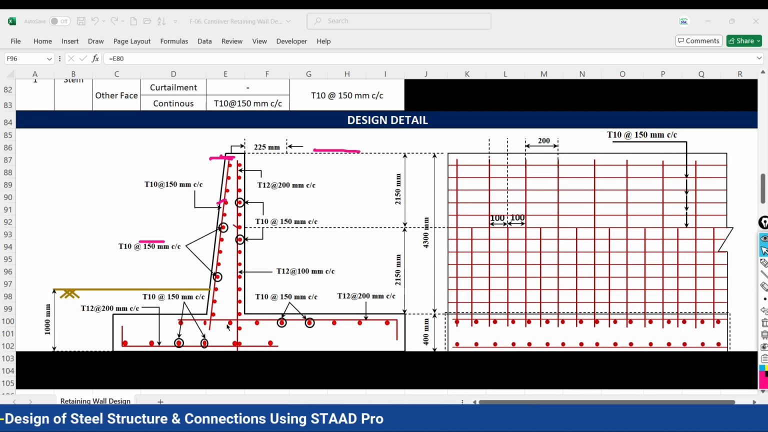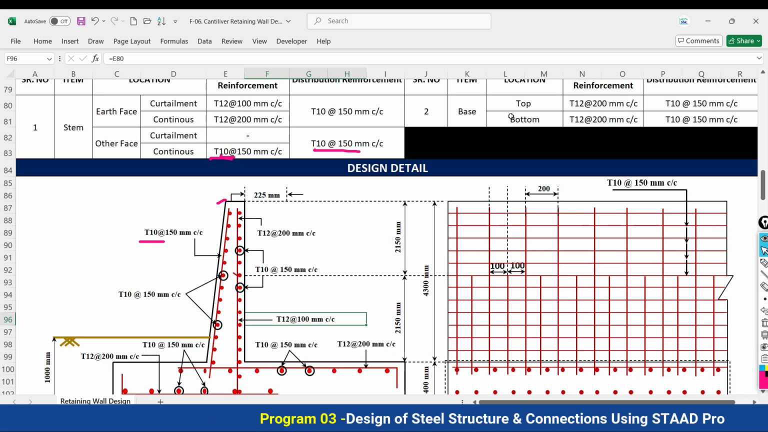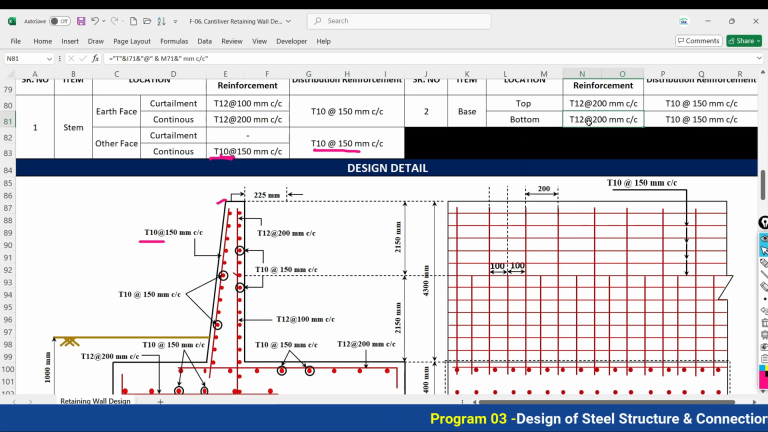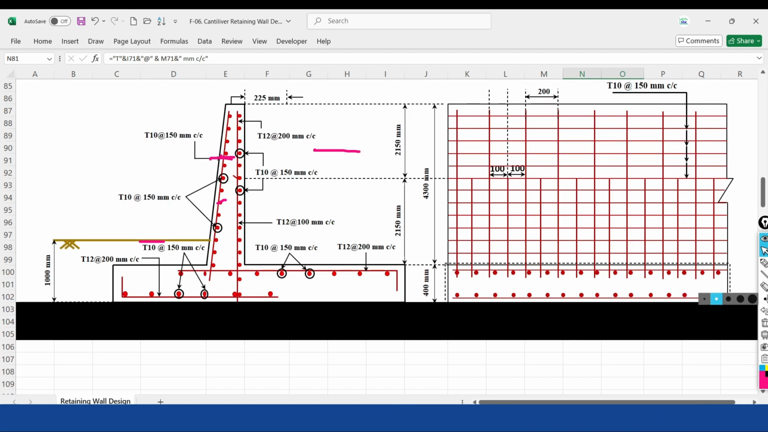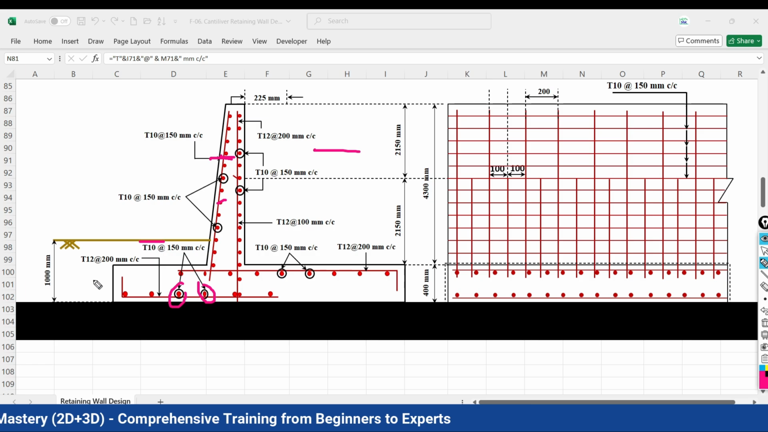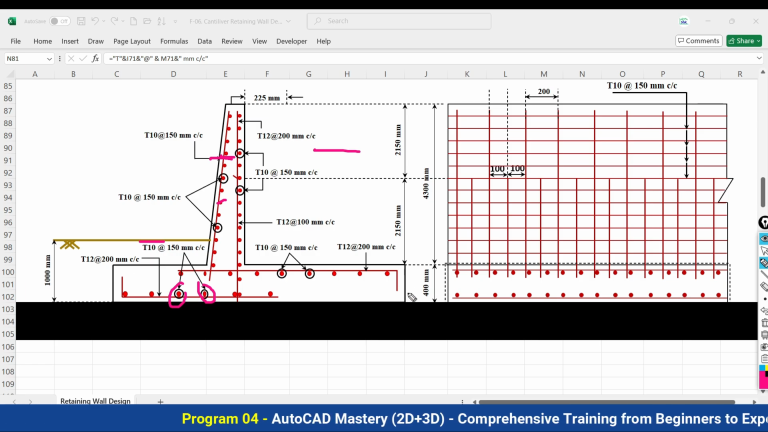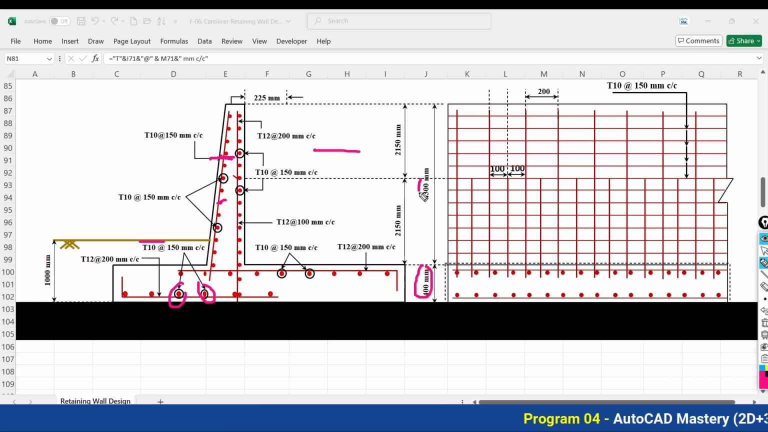When you look at the base, for the bottom face, 12 at 200. As you can see, for the bottom face the main reinforcement is 12 at 200 mm center to center and the distribution bar is 10 at 150 mm center to center. The total thickness of the base is 400 mm. The height of the cantilever portion is 4300 mm. That is what is updated here.